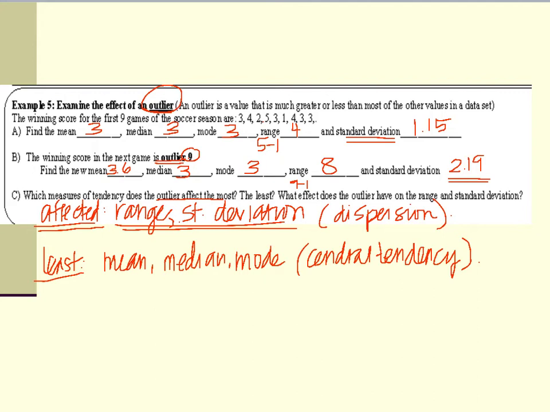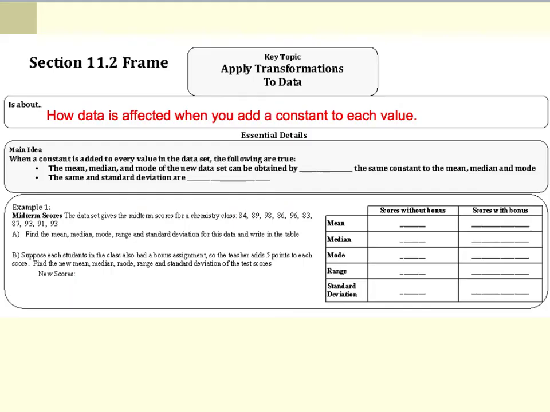What we're going to do in 11.2 is basically say, okay, what happens if I change my values? What does that do to my statistics? So if you look at 11.2, we're going to look at basically what happens when we do two things. The first thing we're going to do is add a constant. Our constant can be either positive or negative, it doesn't matter, but we're going to talk about what happens. And then after that, we're going to talk about what happens when we multiply.